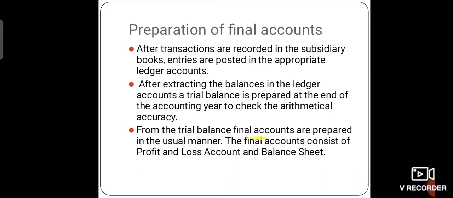From the trial balance, final accounts are prepared in the usual manner. The final accounts consist of the P&L account and balance sheet. So, final accounts, we know, contain a profit and loss account and balance sheet. As in normal accounting, here also we prepare a trial balance at the end of the year to know the arithmetical accuracy of the books we have prepared. And after that, by referring to the trial balance, we prepare the trading and P&L account and also the balance sheet.